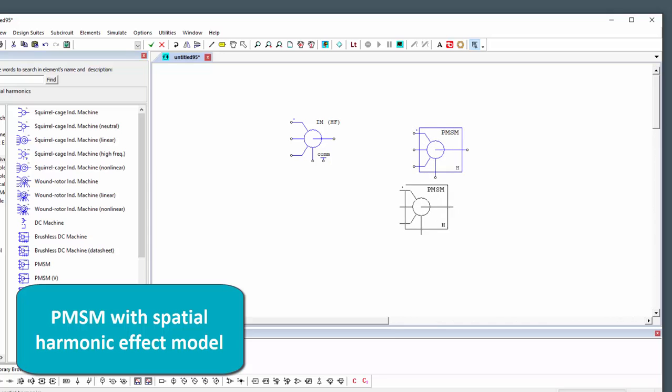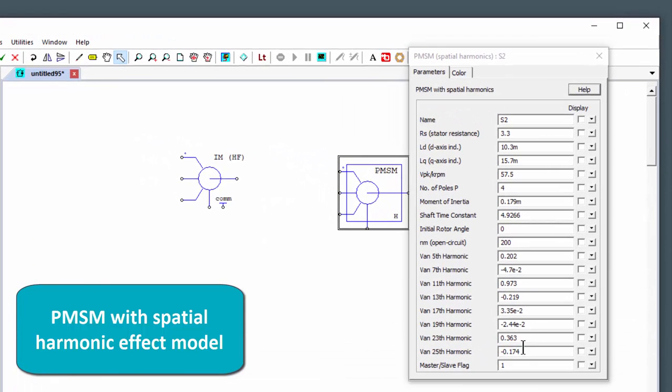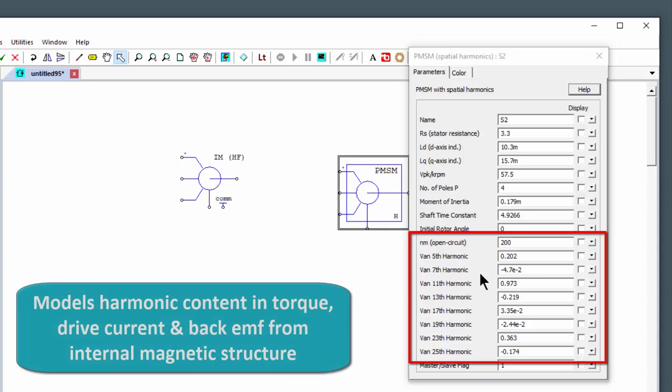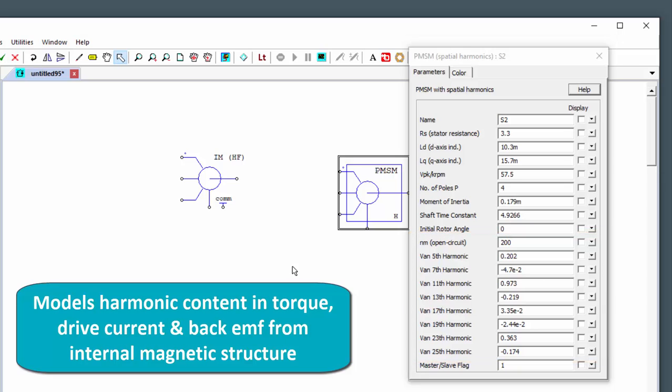The next model here is the PMSM with spatial harmonic effect modeled. What this one does is it brings in the low order harmonic information from the back EMF. If you run this motor by just spinning the shaft and measure the back EMF on the terminals, you should be able to extract this harmonic content. Then, when we drive this machine model, it gives us that low frequency torque ripple and current ripple associated with the internal magnetic structure.